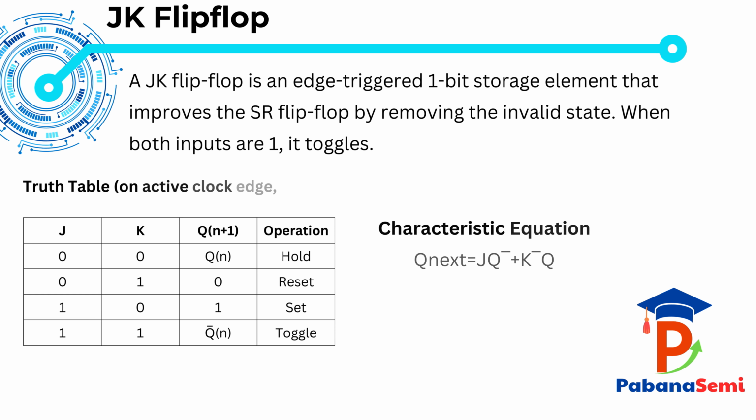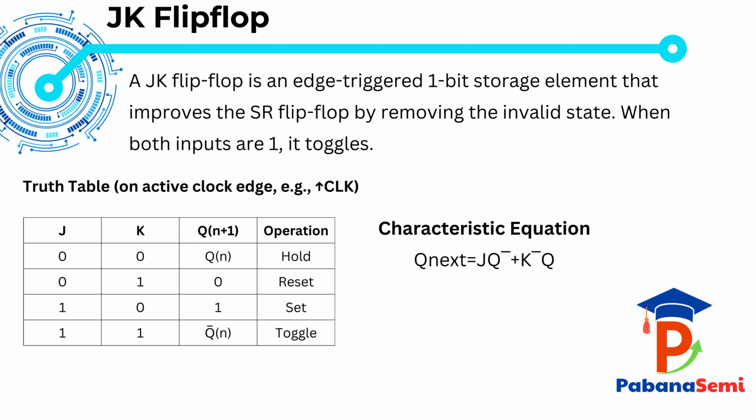Now let's understand the JK flip-flop. A JK flip-flop is an edge-triggered 1-bit storage element. It improves the SR flip-flop by removing the invalid input condition. In a JK flip-flop, when both inputs are 1, the output toggles instead of becoming invalid. This flip-flop updates only at the active clock edge, for example, at the rising edge of the clock.